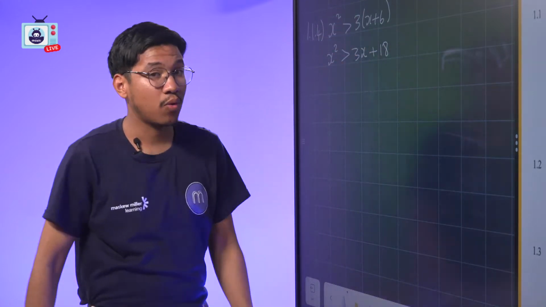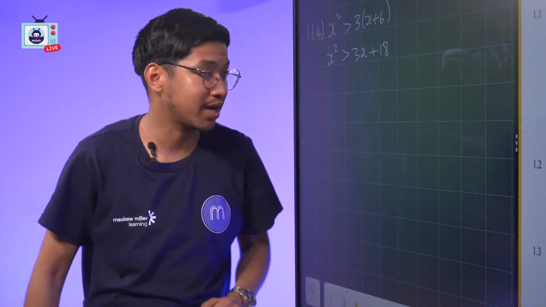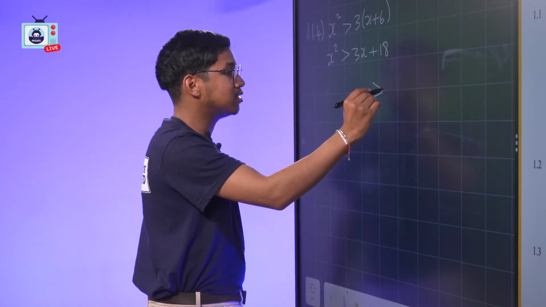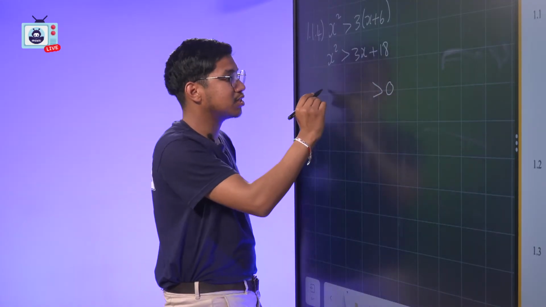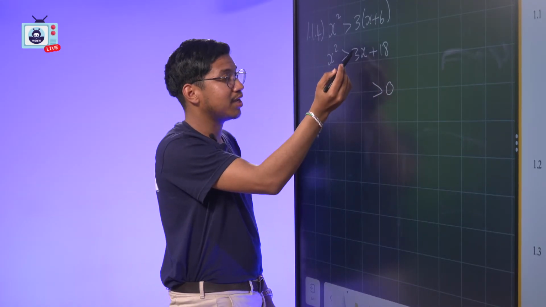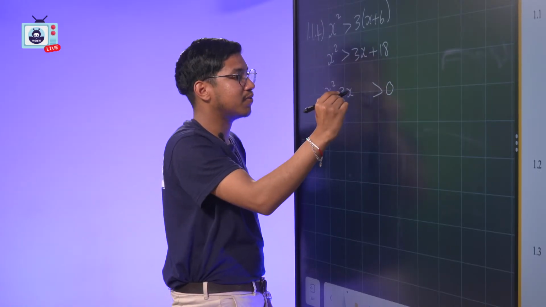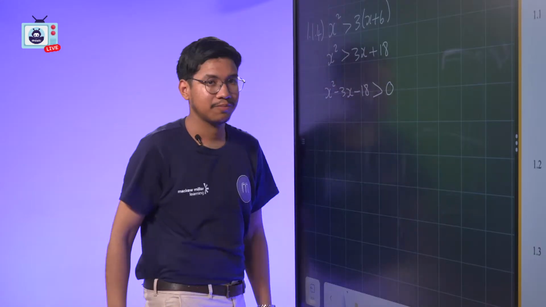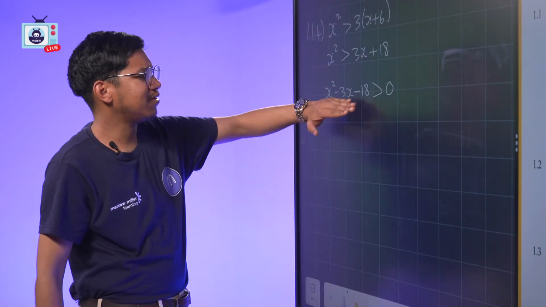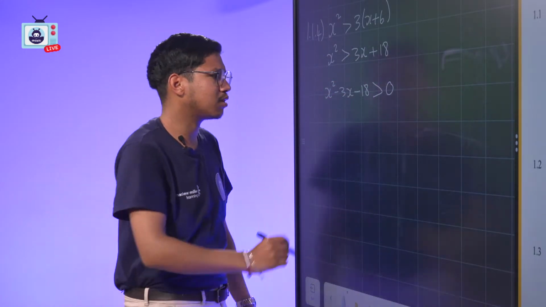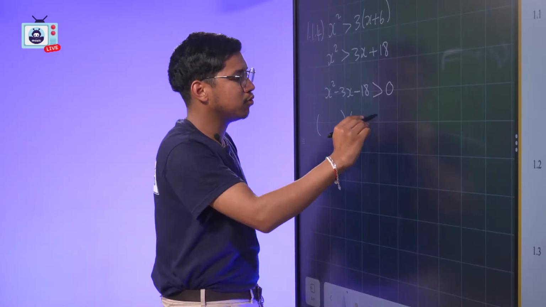Okay, what do I want? I want 0 on the right-hand side at all times, right? So I always want 0 on the right-hand side. So the x squared, I can leave there. I'm bringing the 3x over. That becomes negative 3x. I'm bringing the plus 18 over. That's becoming negative 18. Okay, right. What do I have here now? A beautiful trinomial, which I can factorize beautifully.